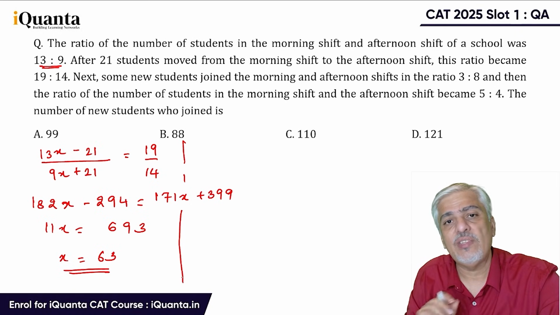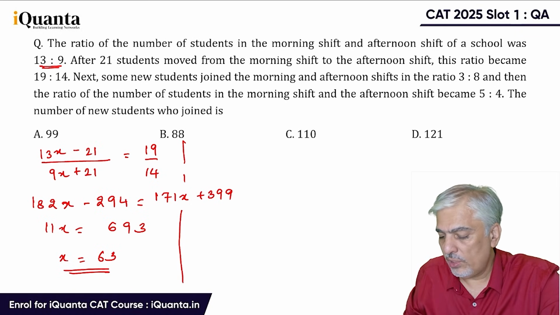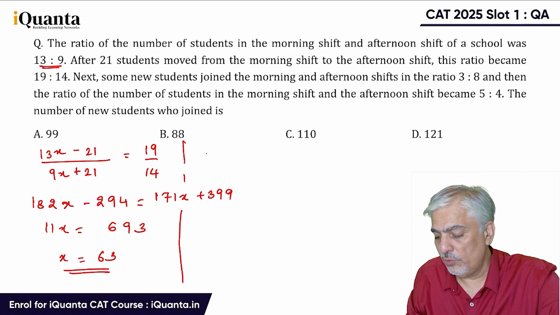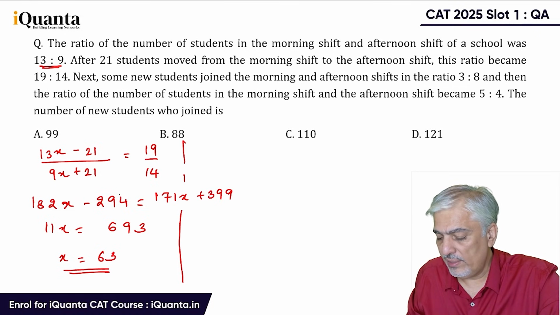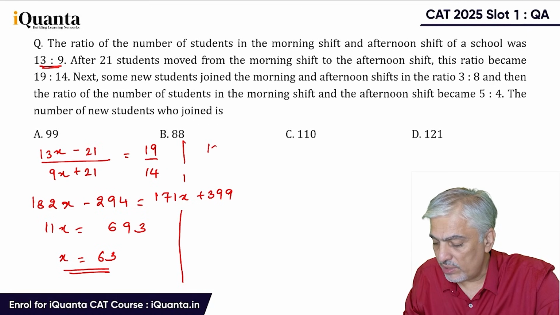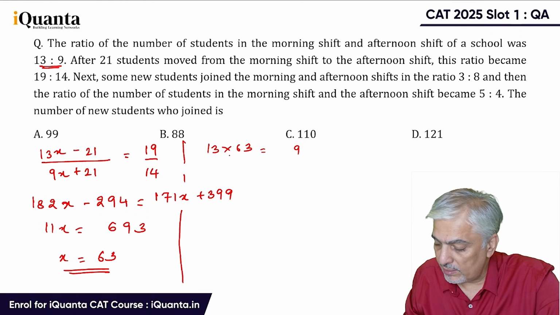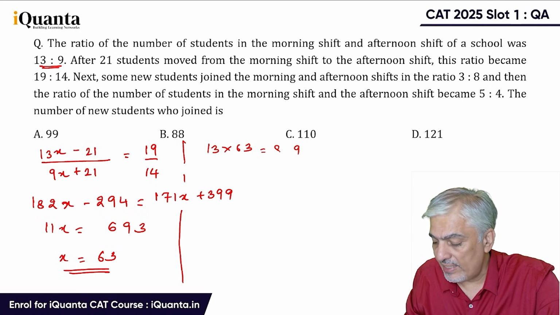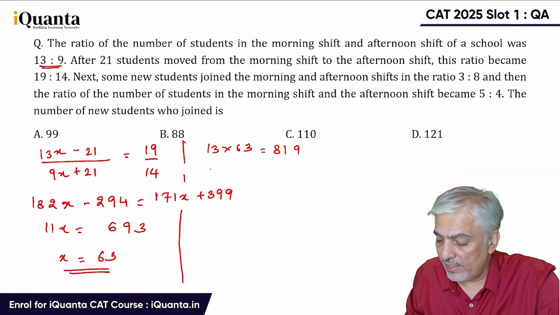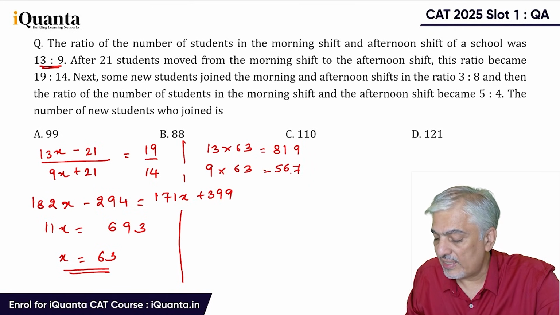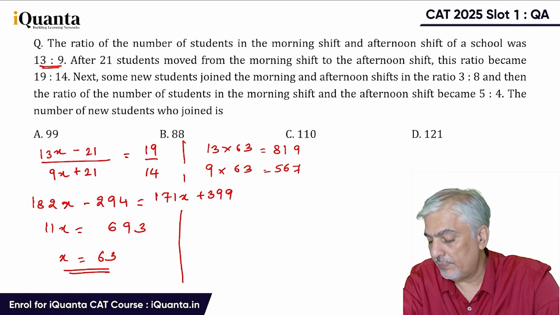I will try and change whether we can make the calculations easier. Okay, so what would we get if I continue further? So x I got 63. That means in the morning shift there are 13 into 63 students. 13 3s are 39, 3 carry 78, 78 plus 3, 13 6s are 78, 78 plus 3 is 81, so 819 students. In the afternoon shift there were 9 into 63, 9 3s are 27, 2 carry 54 plus 2, 56, 567 students, right?